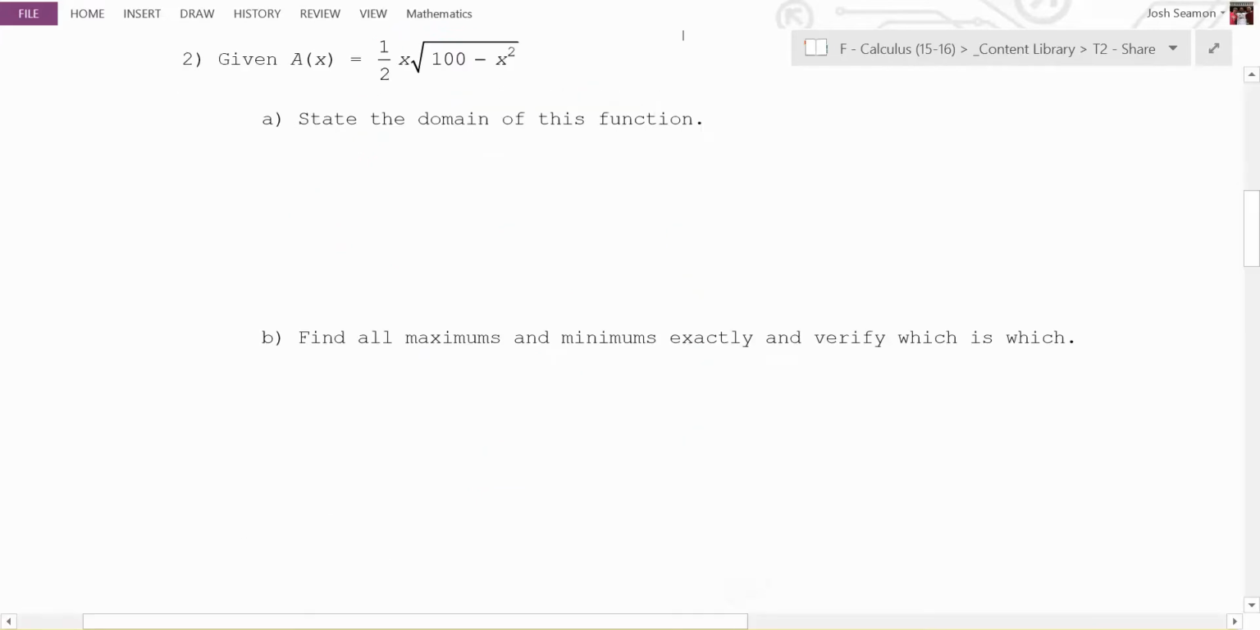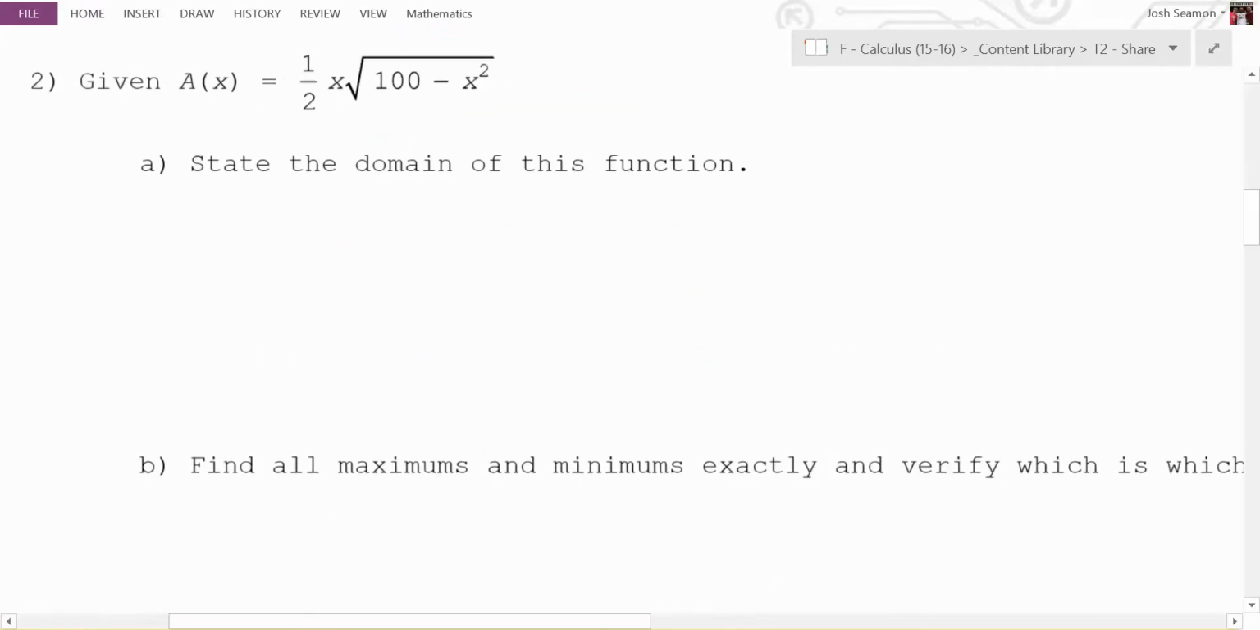It has to be true for this function to be in the domain of this function for valid x values. 100 minus x squared has to be what? Greater than or equal to 0. Can it be equal to 0? Yeah. Why? Because you can take the square root of 0. What's the square root of 0? 0. The radicand, what's underneath, needs to be greater than or equal to 0.